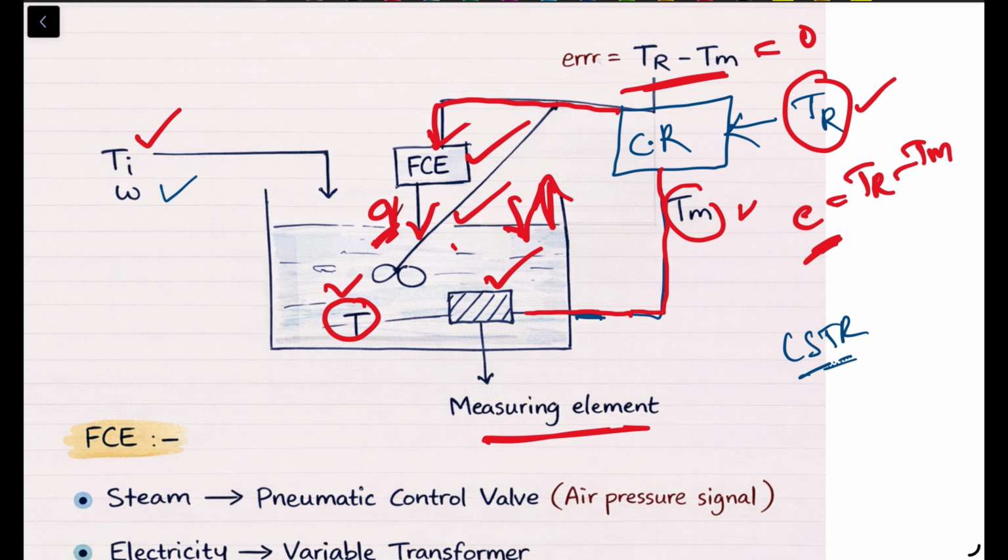Meaning, the reactor temperature reaches the desired set point. Okay. So this is what we discussed last class very clearly.